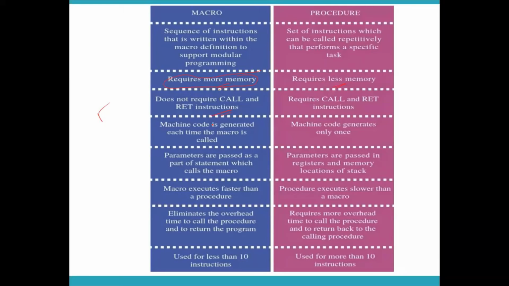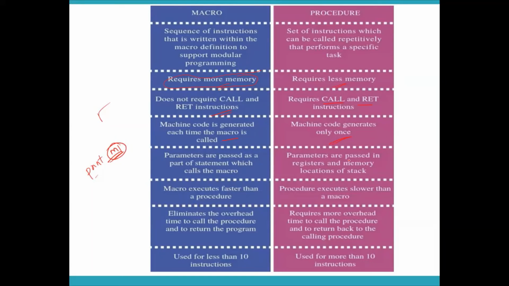Macros do not require call and return instructions, right? But procedures require call and RET instructions. Machine code is generated every time a macro is called. As far as a procedure is concerned, machine code is generated only once. Parameters are passed as part of the statement. How do you pass a parameter to a macro? As part of the statement. If I write print M1, M1 is a parameter which I'm passing to the macro print.